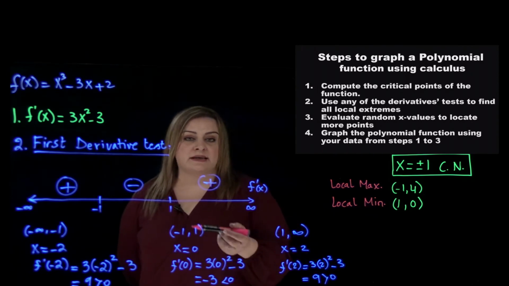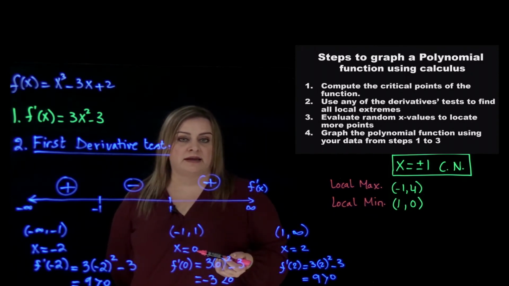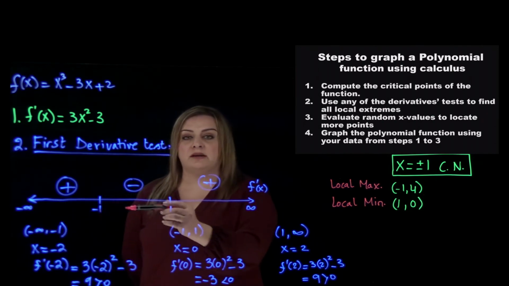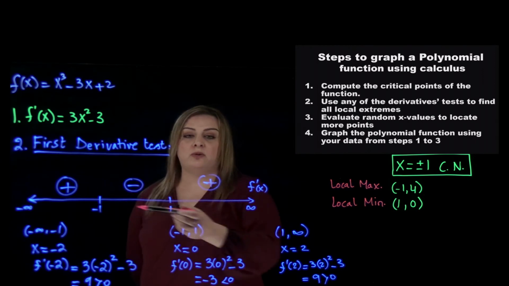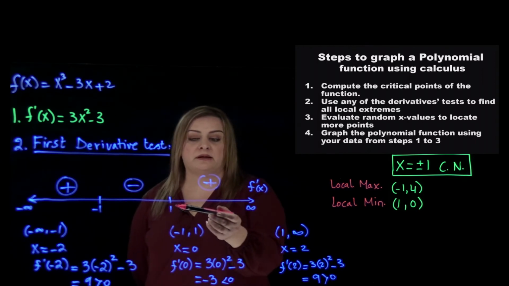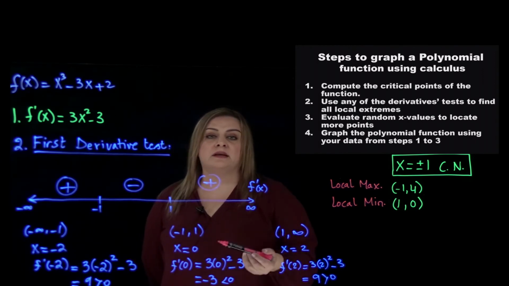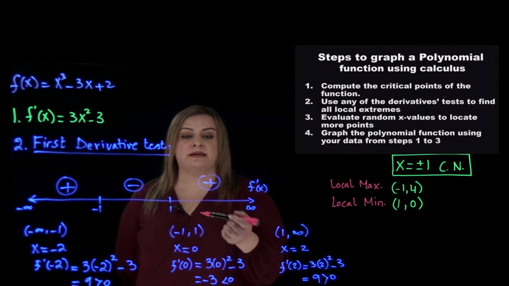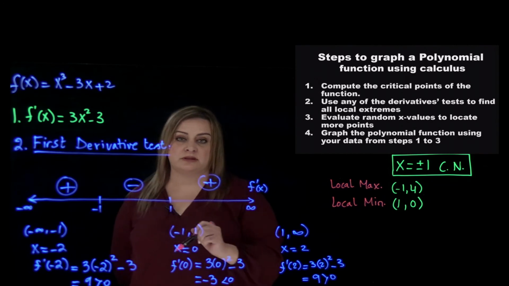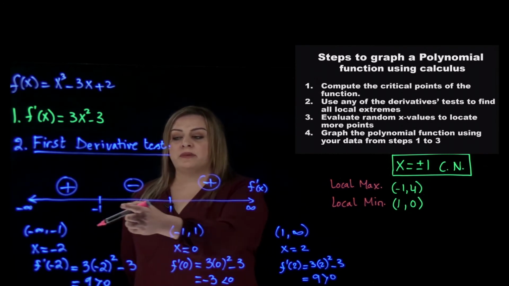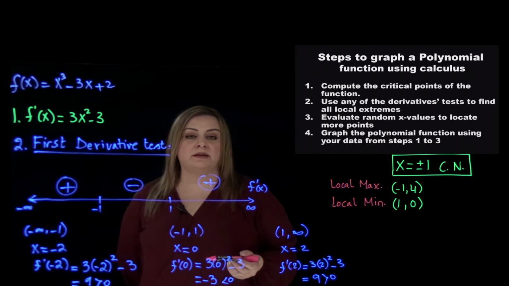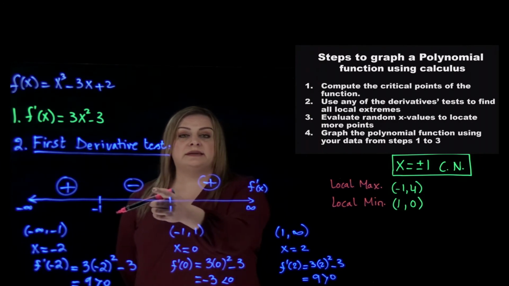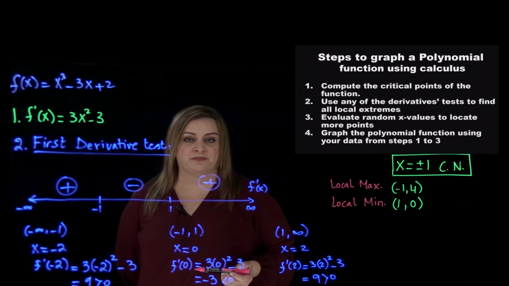Now, what else can I get from the data that I have here? I know that on the interval -infinity to -1, I have a positive slope, and the same on the interval 1 to infinity. That tells me that my original function f of x is going to be increasing on these two intervals. Also, on the interval -1 to 1, the slope is negative. That means my original function will be decreasing on this interval.